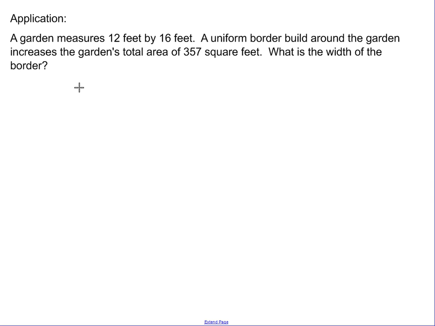All right, one last problem. This one's an application. It says a garden measures 12 feet by 16 feet, and a uniform border around the garden increases the garden's total area to 357 square feet. What is the width of the border?